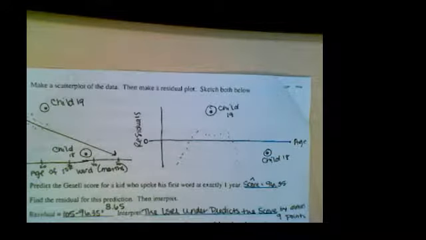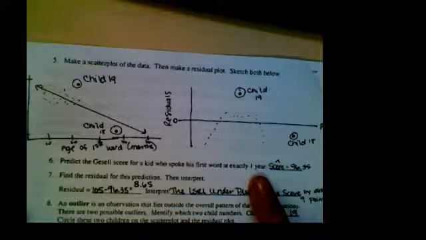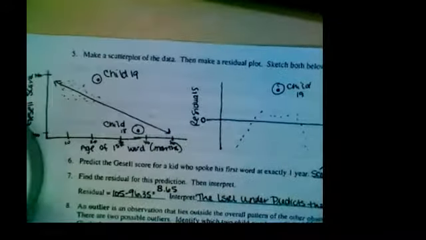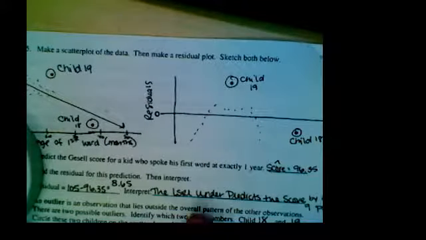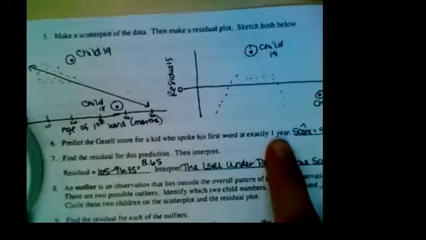Okay, so predict the Gesell score for a kid who spoke his first word at exactly 1 year. So I went and took 12 months, plugged it into my equation, and I should have gotten 96.35. The biggest mistake on that, guys, is that in this contextual problem, the age is in months. Okay, so be careful on that when you go to do that one.